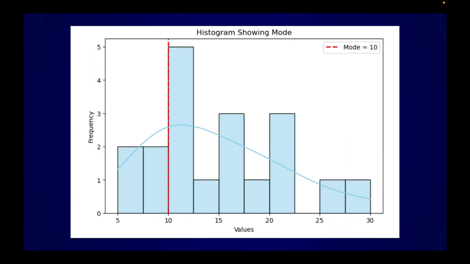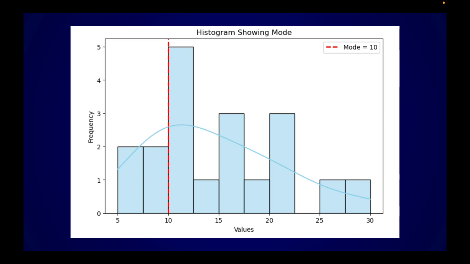Now here you can see that this is a chart. I'll tell about this chart. This is a histogram showing mode. A histogram is a type of bar chart used to represent the distribution of numerical data. I am having values and frequency. Above here it is showing this red dotted line. It is known as the mode. The mode is equal to 10, meaning 10 is the most appeared value in our data.